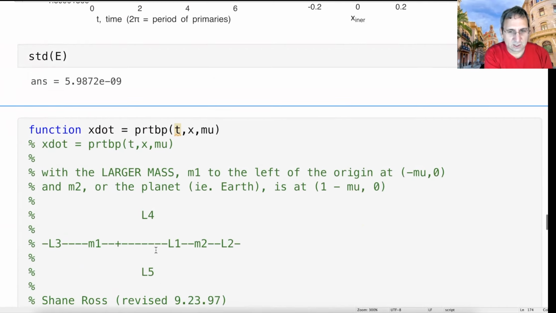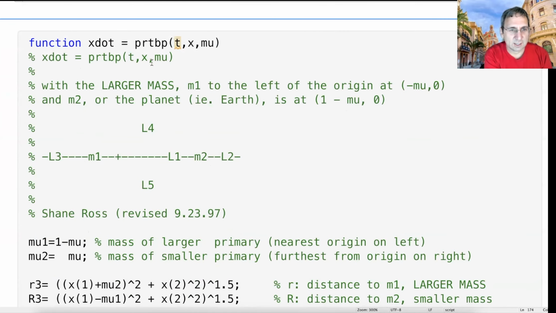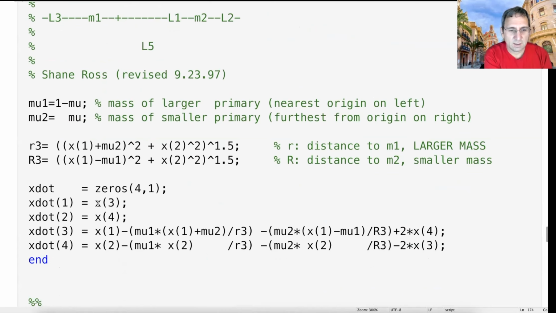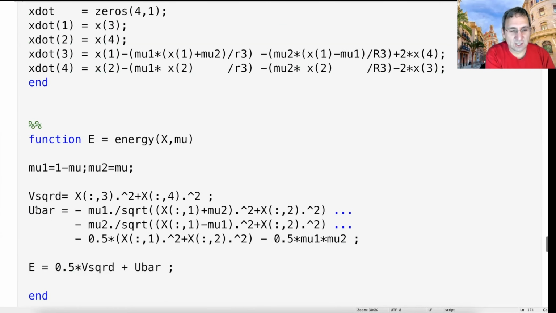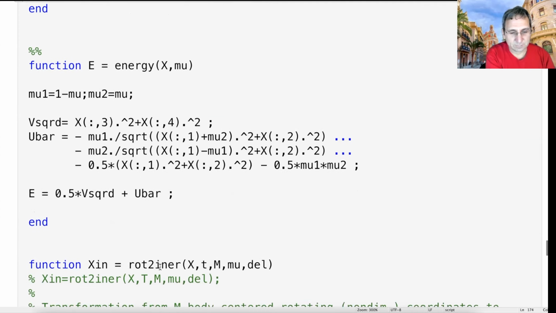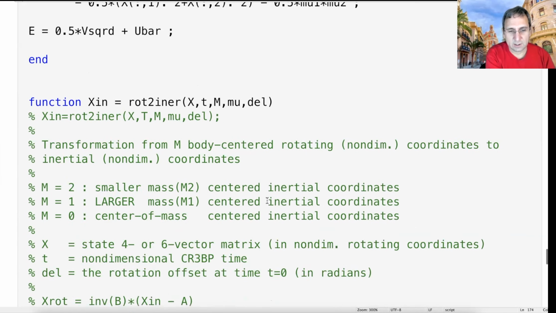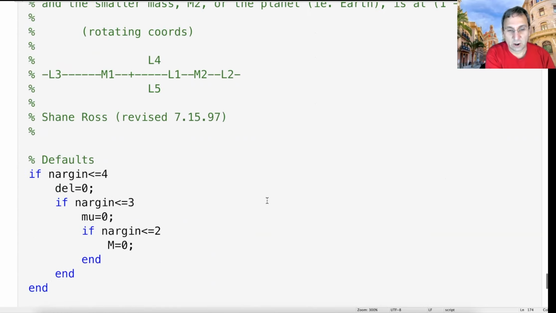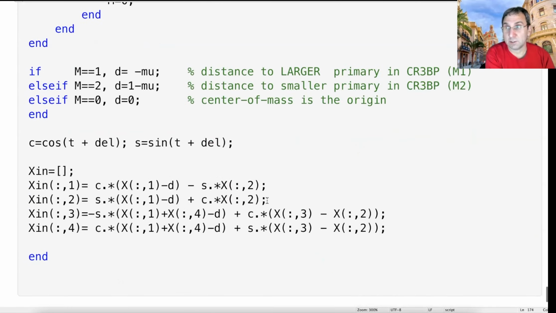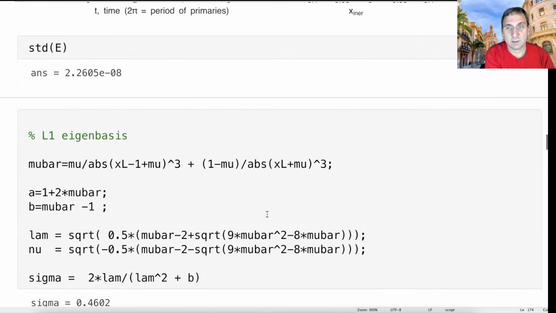If you want to see what these functions look like, this is the function that gets integrated. So this is standard for MATLAB, where you write things in first order form. This is the right hand side of the ODEs. I've got this energy function. It just calculates that energy, 1/2 v squared plus u bar. And then to transform from rotating to inertial, there's also this other function. So I've put that in the Google Drive. You can play with it. You can do whatever you want.